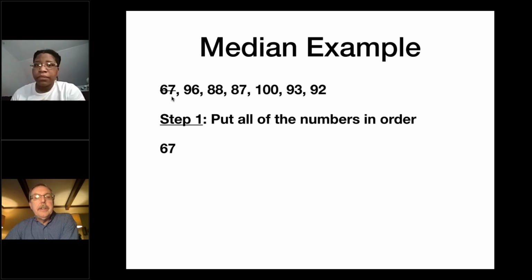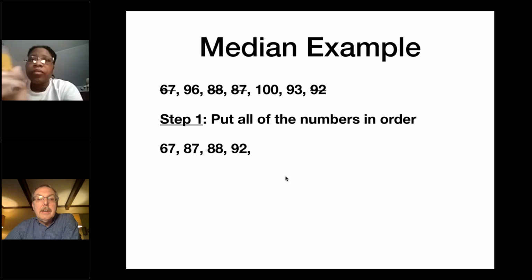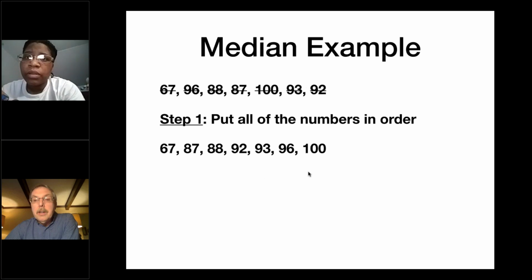So we know that 67 is a lot lower than the other one. So we'll put 67 there. Looks like maybe the next one, maybe 87 is the next one. And then 88's right next to it, 88. Then we've got 92. So we're just writing them down and crossing them off as we go. 92, next one looks like 93. And we've got a 96 over there and a 100 right here. Okay, so now we've got them all in order.